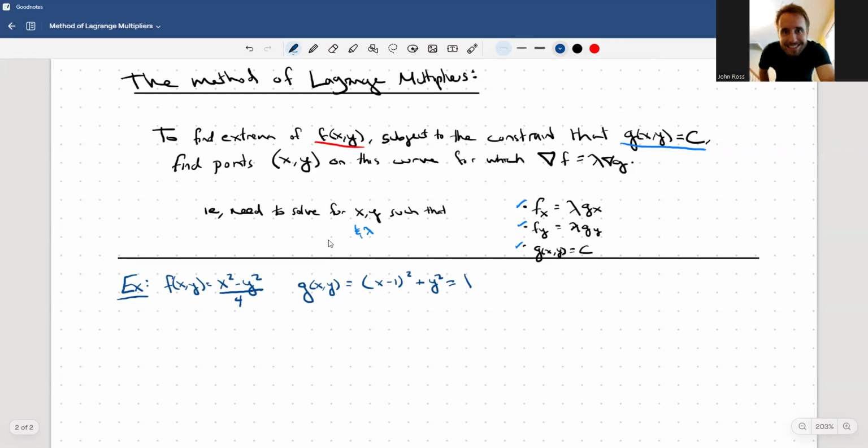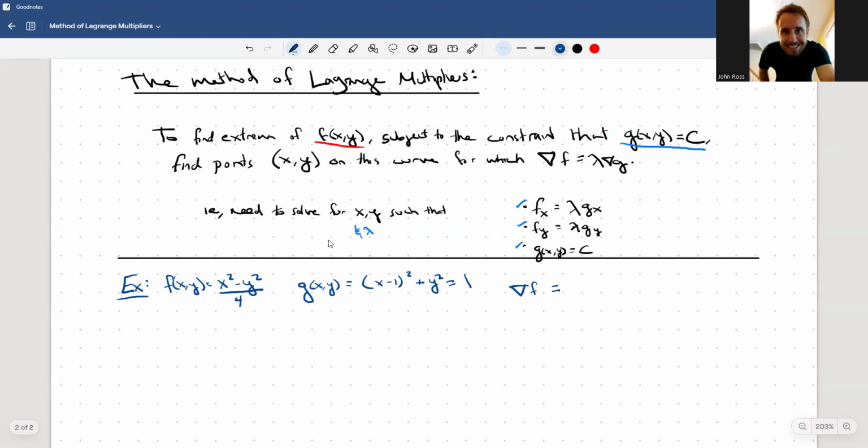So let's take a look. We have our functions from up above, f(x,y) = (x squared minus y squared) over 4, and g(x,y) = (x minus 1) squared plus y squared. Now, I'm going to need to calculate grad f and grad g because those are important components here.